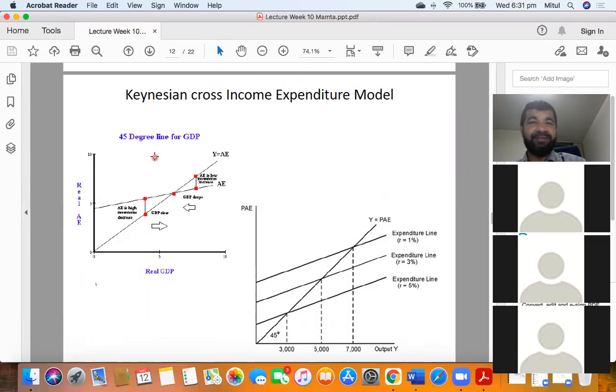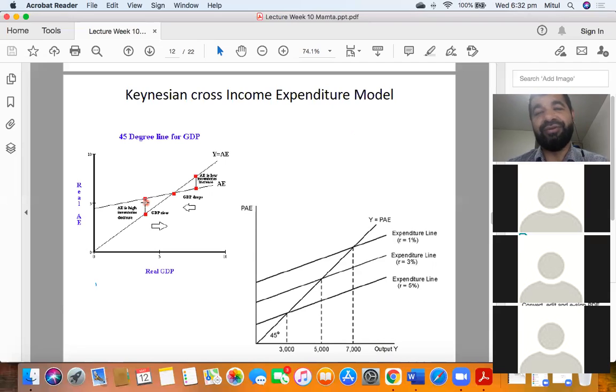For the theoretic line of GDP, this is your 45-degree line, which is actually your Y equals AE, income. Okay, that's your income. And this is real GDP. This side is showing real GDP, and these are showing the real aggregate expenditures. If aggregate expenditure is higher than your GDP, it means that there are some inventories involved. What does inventories mean?